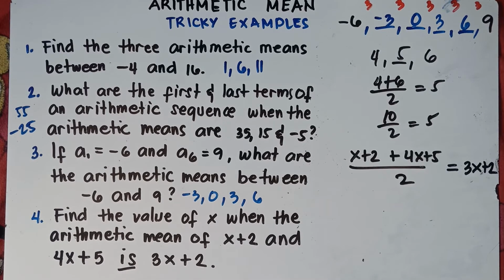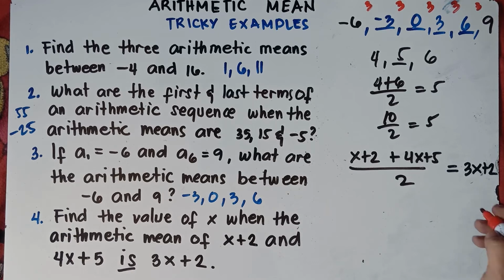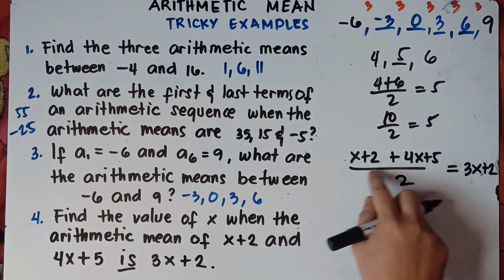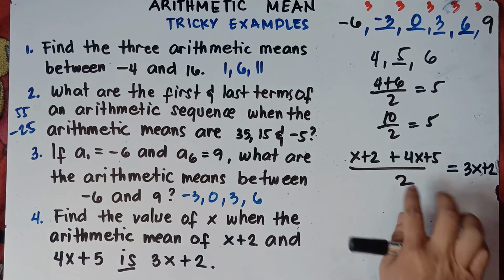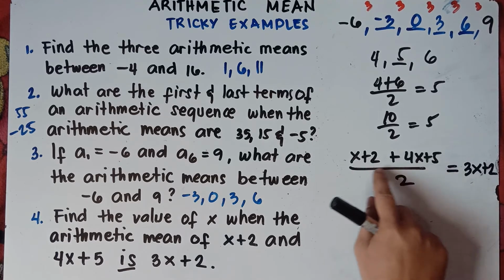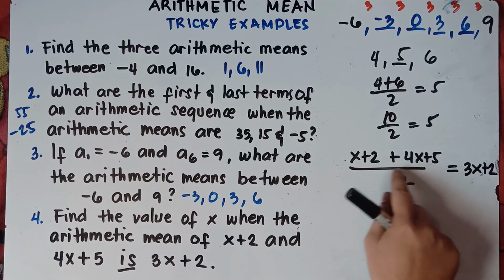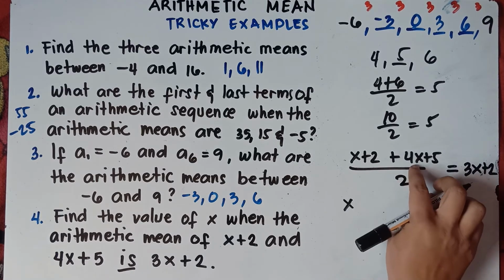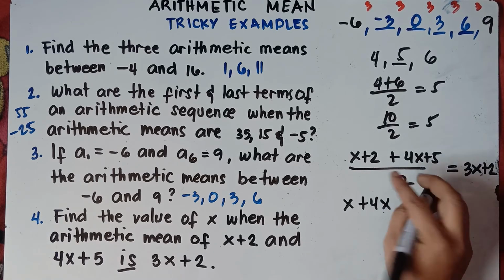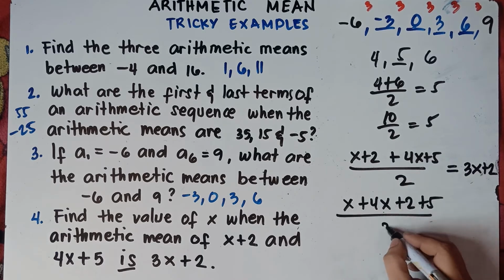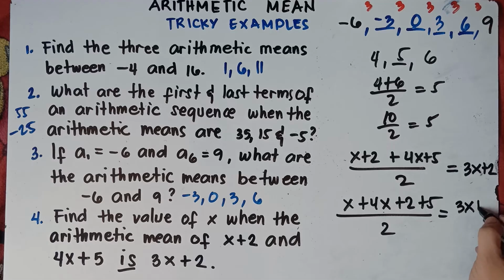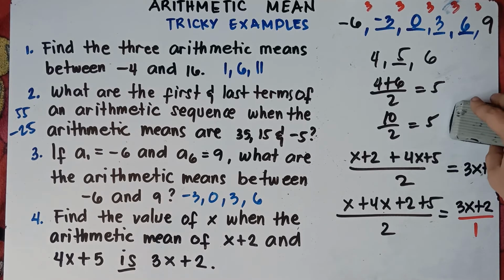So to get the value of x, class, you can do cross multiplication, or you can combine like terms first. So let's combine like terms so that we will not be confused. To combine like terms, we need to arrange this one. So arrange the x variables. This will be x, then copy positive 4x plus 2 plus 5 divided by 2 equals 3x plus 2. Once again, understand that there's a 1 here in the denominator of 3x plus 2.